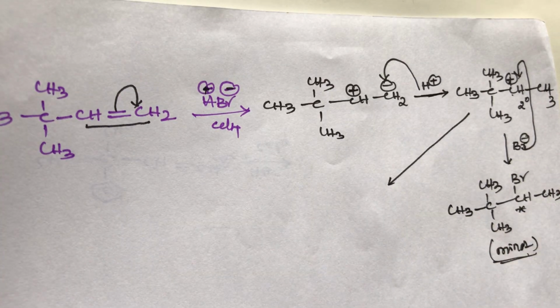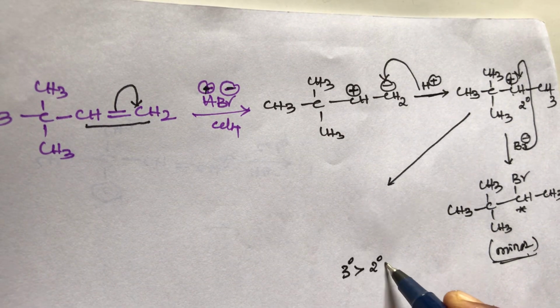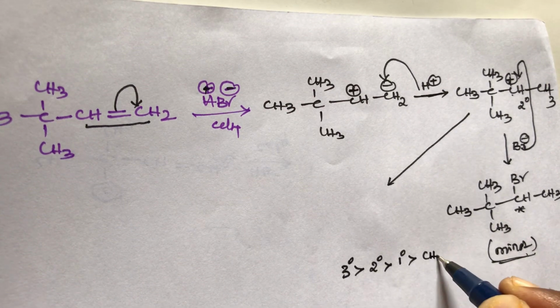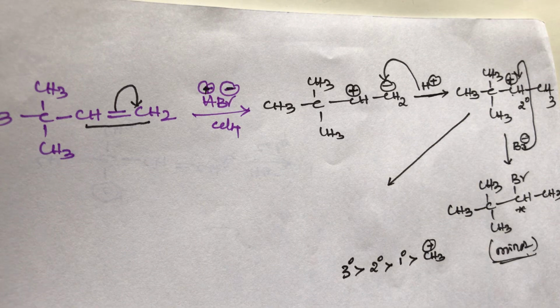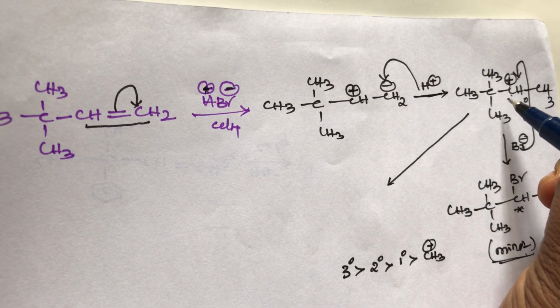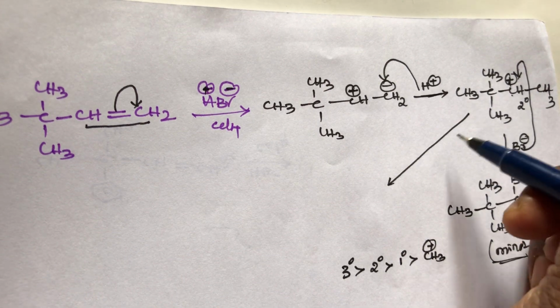Tertiary carbocation is more stable than secondary carbocation. Secondary carbocation is more stable than primary carbocation. We know the order of stability of carbocations: tertiary is more stable than secondary, which is more stable than primary, which is more stable than CH3 plus. Now the first option is hydride shifting, but hydride is not available in this compound. So next priority goes to the methyl group.